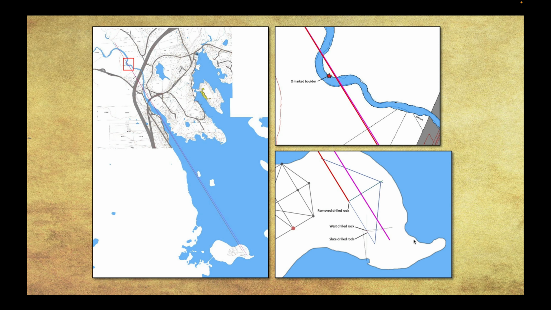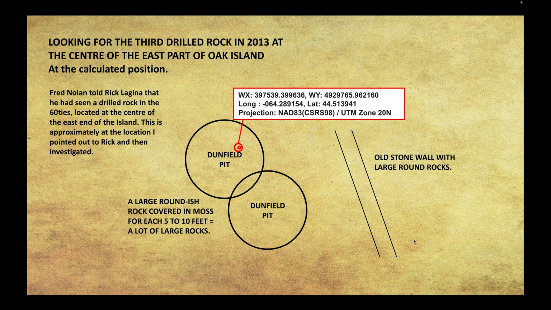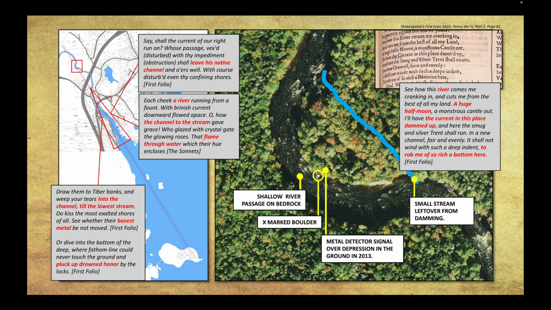But then we go back to the sonnets and other places in the Shakespeare works and look for stuff. And here we have, clear in the text of the sonnets, this passage: each cheek a river running from a fount, with brinish current downwards flowed apace. Oh, how the channel to the stream gave grace, who glazed with crystal gate the glowing roses, that flame through water which the hue encloses.